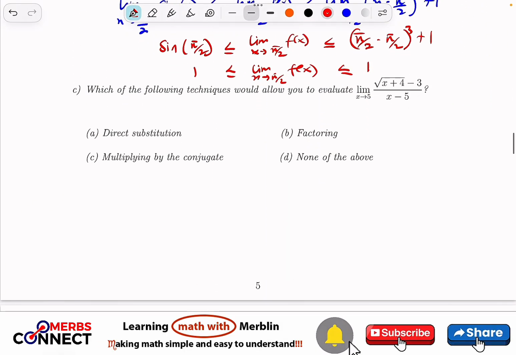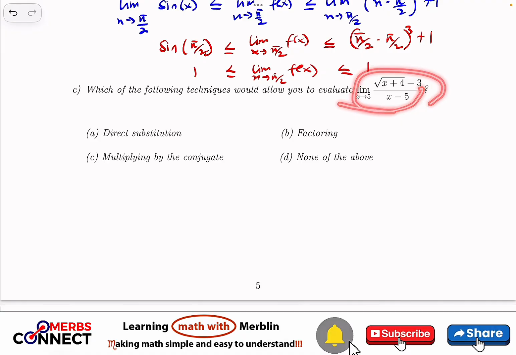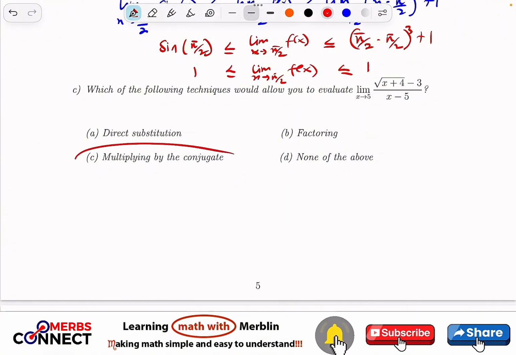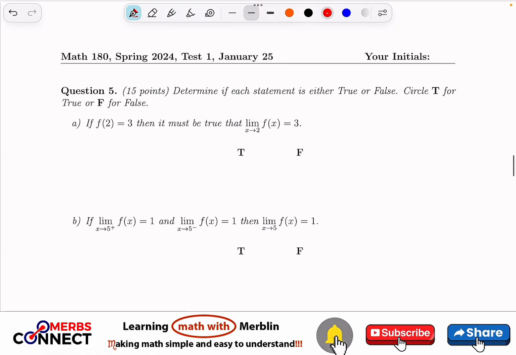Now let's look at question C. Which of the following techniques would allow you to evaluate this? Since we have the rational function, which is the root here, we need to think about the conjugate, right? So this one is going to be C. We need to just use the conjugate to do this. Yes. Now let's look at question 5.